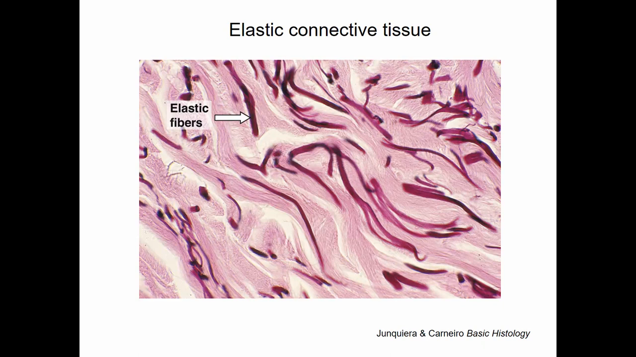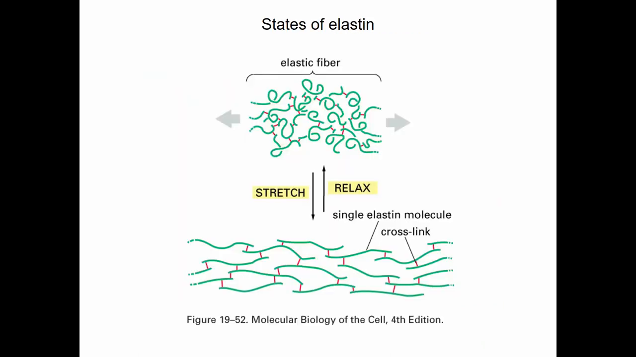This is what an elastic connective tissue looks like, stained with a special stain that picks up the elastin. So these are collagen fibers, the lightly staining ones, but the darkly staining ones are elastic fibers and elastic sheets. So that's an elastic connective tissue. And just as a review, just recall that elastin is the stretchy protein, and it snaps back.